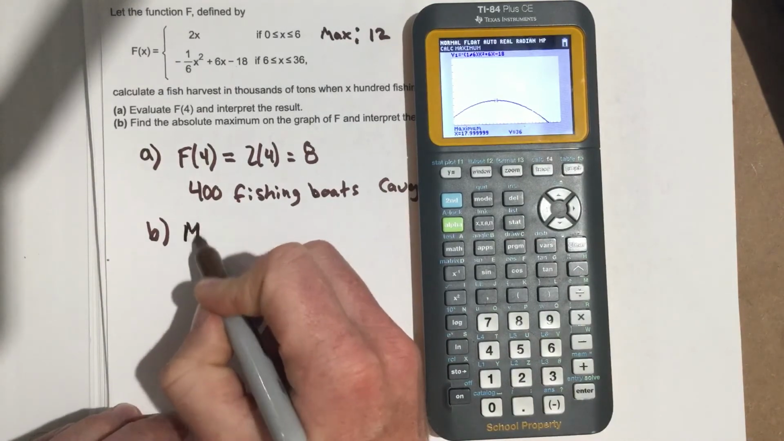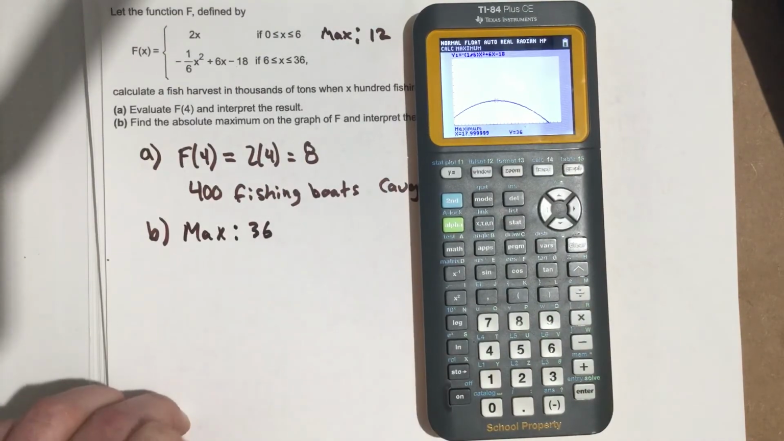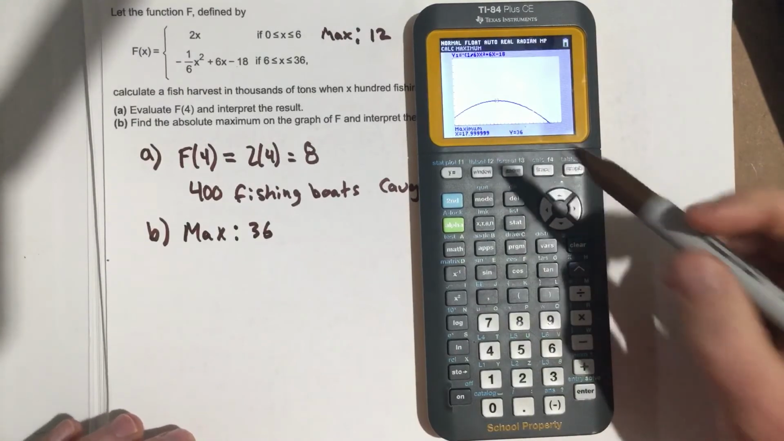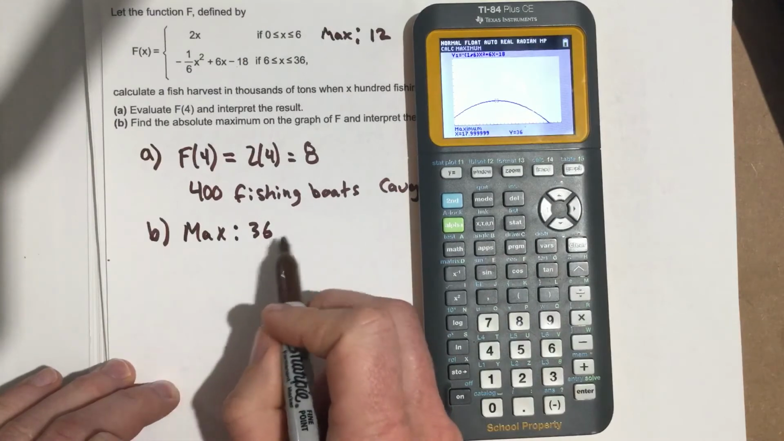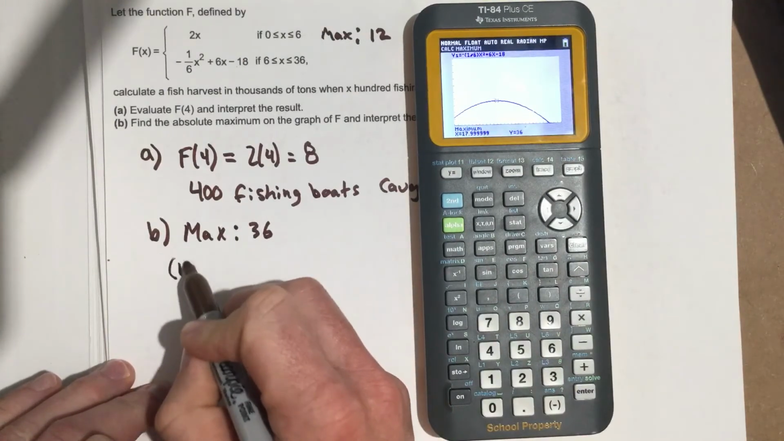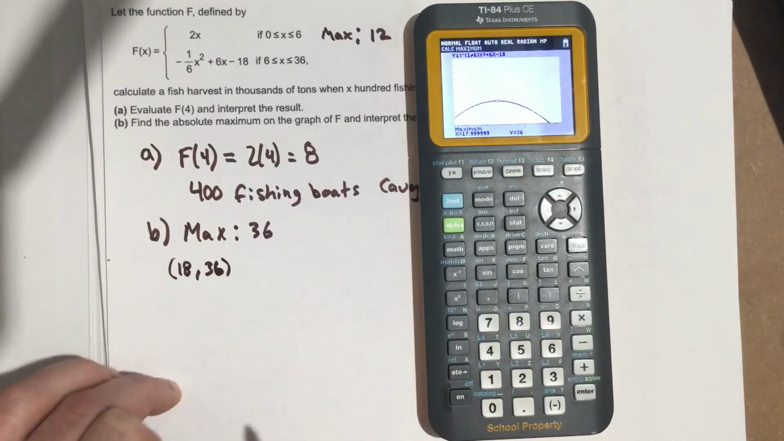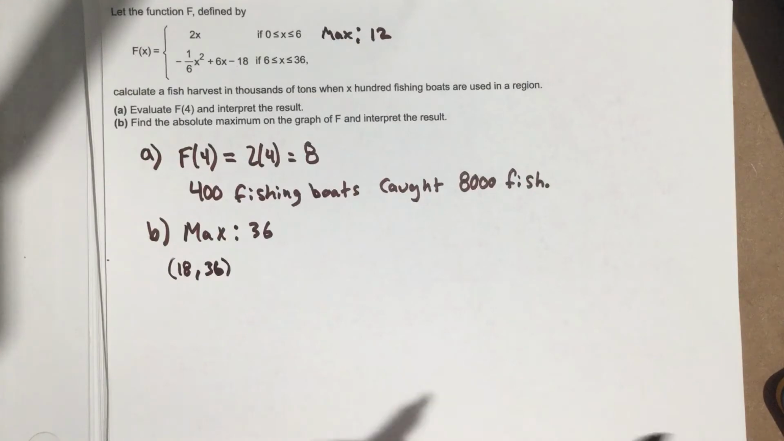So max is 36. Now that is for, it looks like, x equal 18. So I'm going to go ahead and write that this coordinate would be 18, 36, because they're going to ask us to interpret this. So let's go ahead and interpret the result.